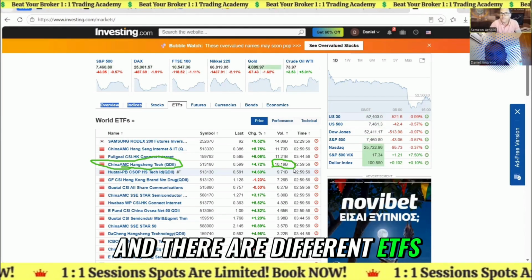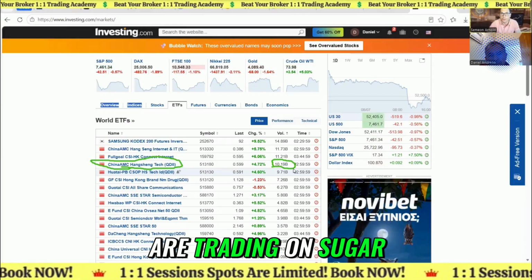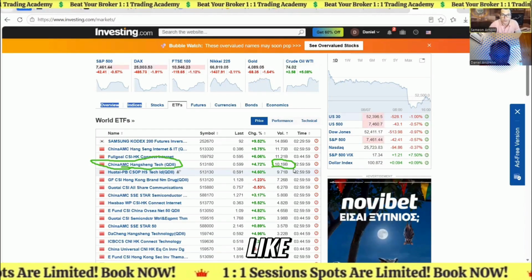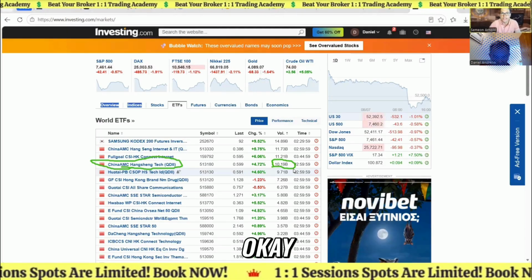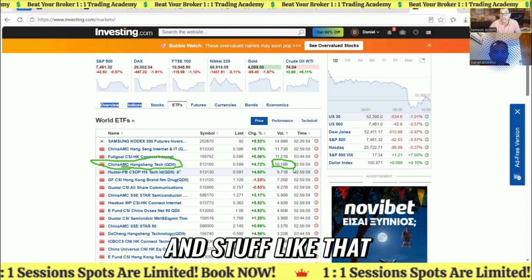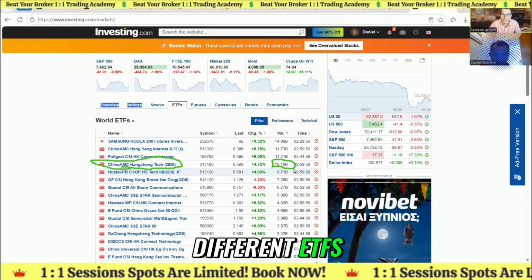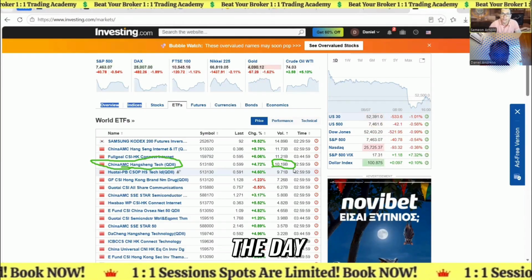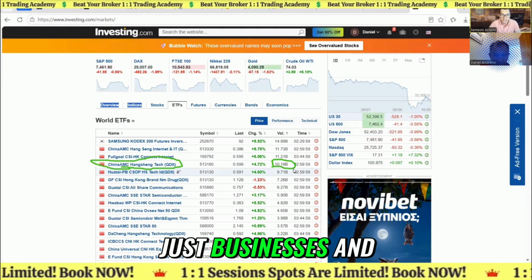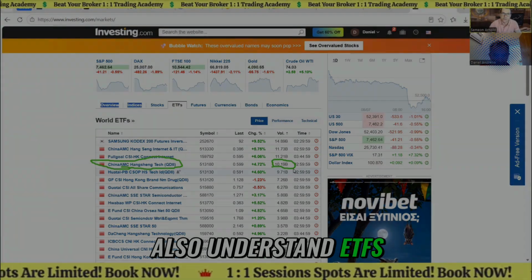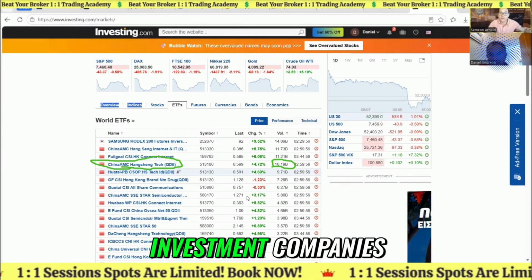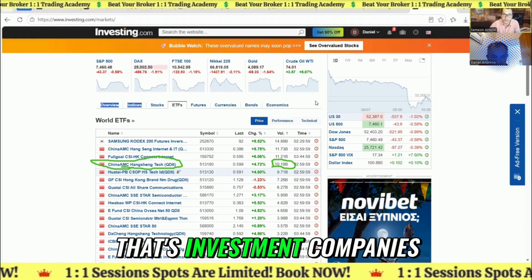And there are different ETFs that are trading on sugar, ETFs that are trading on, let's say, I don't know, oil, ETFs on stocks and stuff like that. So there are many different ETFs, and some of them do better than others, because at the end of the day they're just businesses, and that's how you can also understand ETFs. But like I said, they're investment companies. Actually, investment funds, yes. Exactly. That's investment companies, exactly.